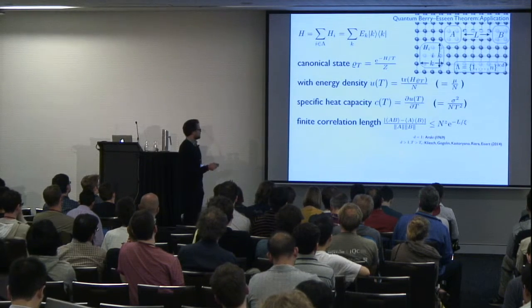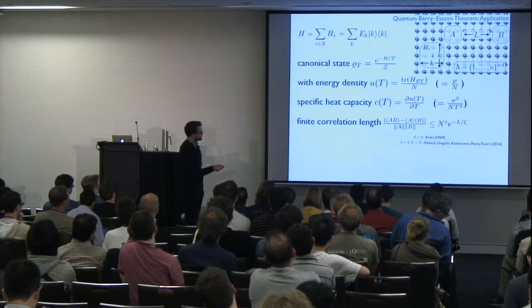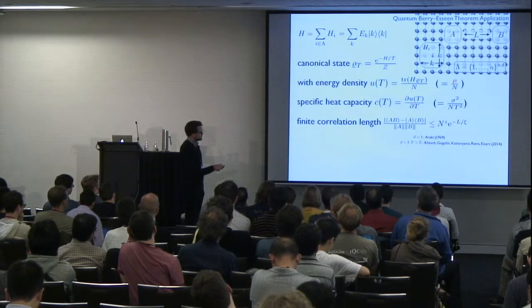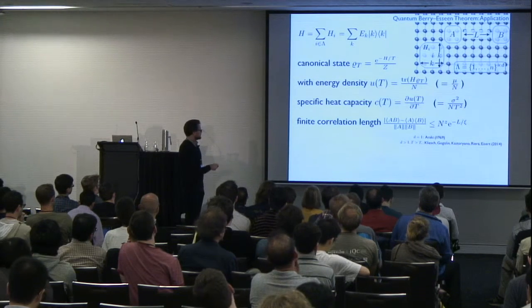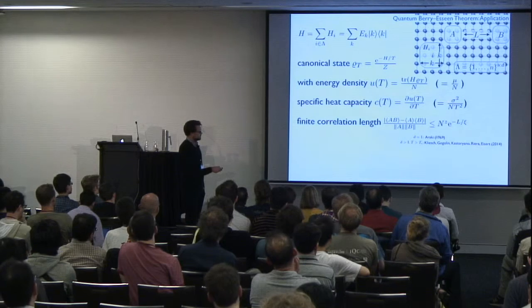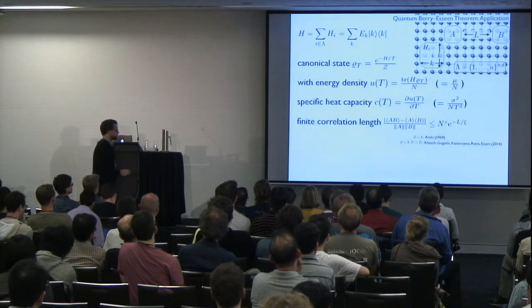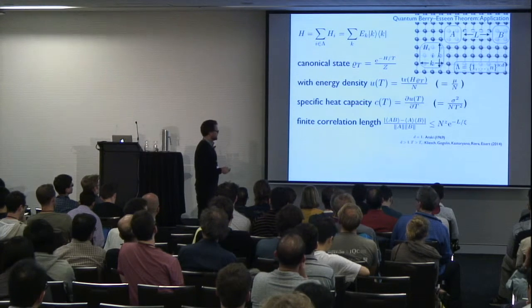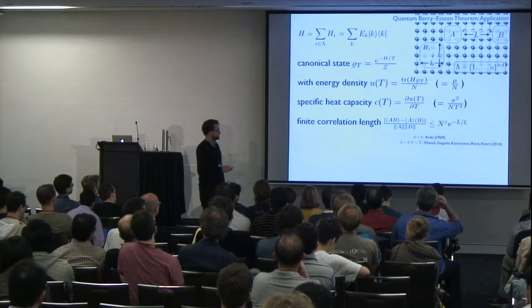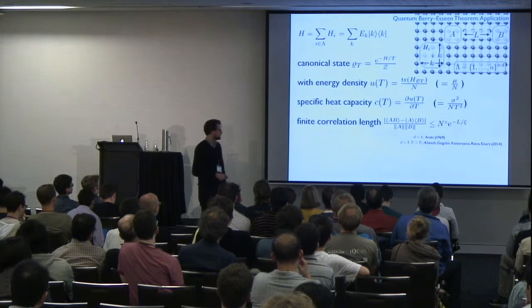Then we also need some more notation. We need the energy density, which corresponds to the first moment that we had in the Berry-Esseen before. We need the specific heat capacity, which corresponds to the second moment of what we had before. And we assume that this thermal state, this Gibbs state, has finite correlation length in the sense, as I said before, such that we can actually apply the Berry-Esseen.